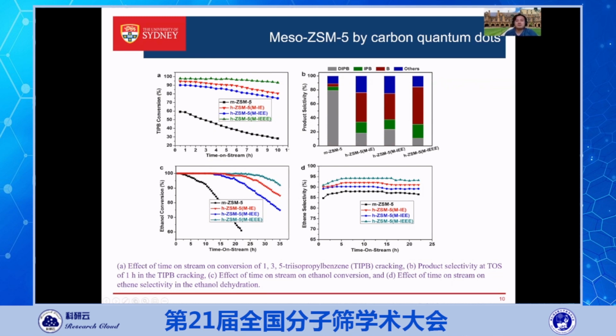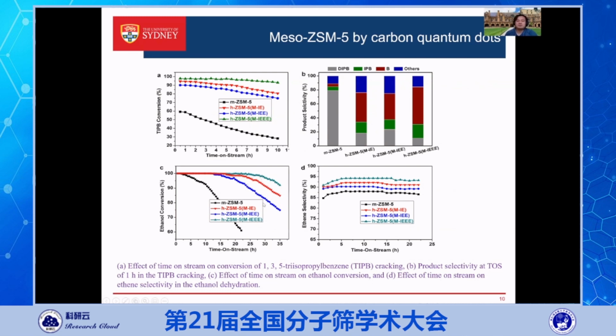And if we have one big mesopore, it is slightly better, then this one will have 2 small mesopores, and the micropores always show the lowest activity. It is similar for the ethanol conversion. So the catalytic performance is quite clear here.